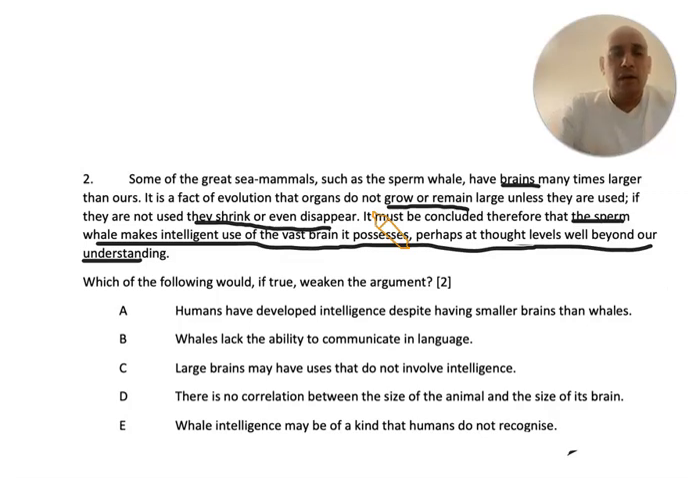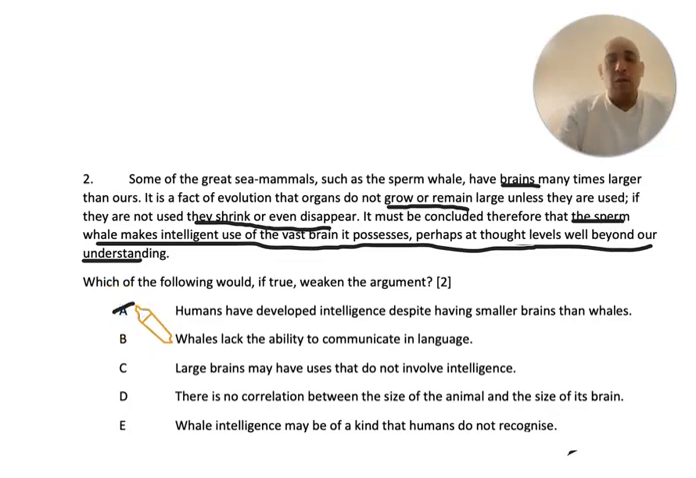Okay, so now let's go through the answers. Let's show that this assumption is wrong, okay? Right, let's remember, our goal is to show that the writer's assumption might be wrong. If we get that, then we can weaken the argument, okay? Let's look at A. Humans have developed intelligence despite having smaller brains than whales, but this doesn't prove that whales are not intelligent. Both things could be true at the same time. Humans can be intelligent even with smaller brains, so that's out.